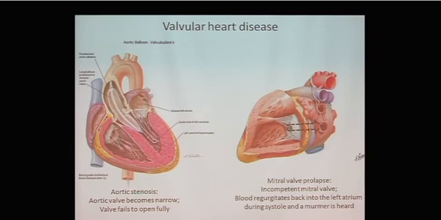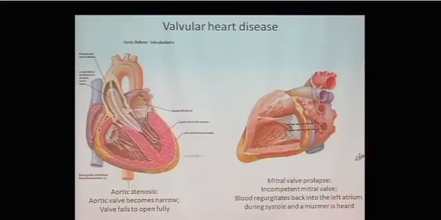Another problem that's not uncommon is mitral valve prolapse. If, for some reason, the papillary muscles are weak, or there's tearing or weakness in the valves themselves, then with contraction of the ventricle, the blood may flow out the aorta through the aortic valve as well, but some of it can go back into the left atrium. So that is a mitral valve prolapse. It's an incompetent mitral valve.